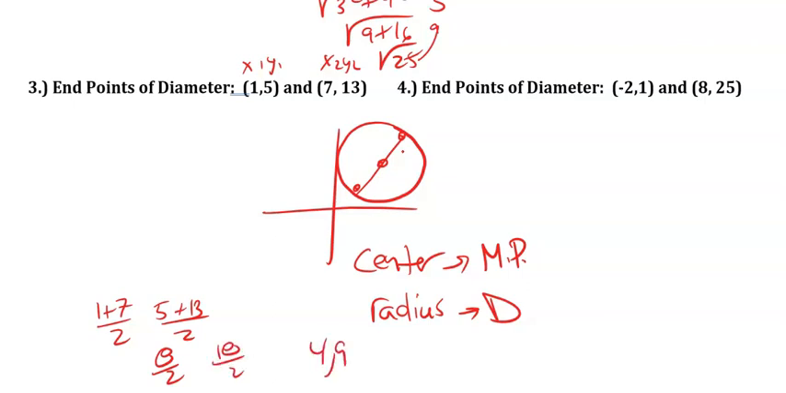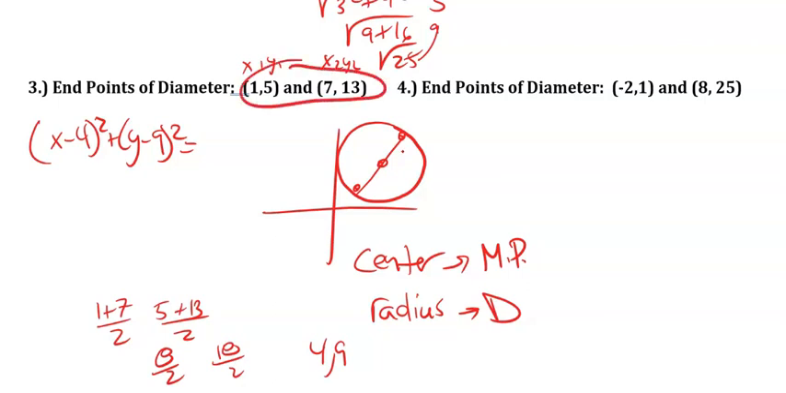4, 9. So we can already get to the (x - 4)² + (y - 9)². We just now need the radius. There's many ways to do this. One way is if I found the distance between these two, that gives me the diameter. So what would we have to do then? Divide by 2. Or we can take the point which we just learned, 4, 9, and we can find the distance between those two or these two.